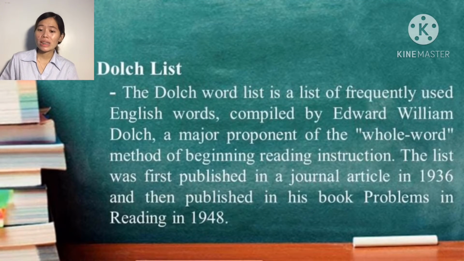So, what is the Dolch list? The Dolch list is a list of frequently used English words compiled by Edward William Dolch, a major proponent of the whole word method of beginning reading instruction. The list was first published in a journal article in 1936 and then published in the book Problems in Reading in 1948.